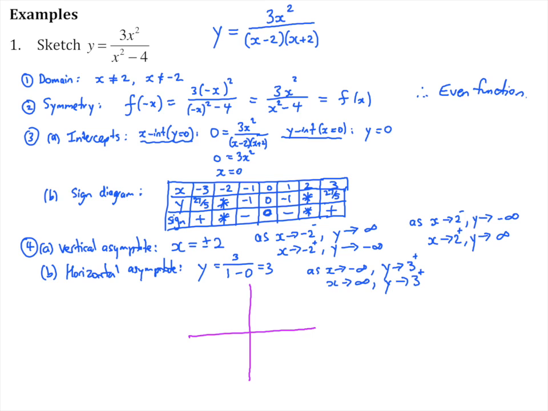We put in our asymptotes. There's an asymptote at -2 and at +2. So vertical asymptote at x equals -2. Vertical asymptote at x equals 2. Horizontal asymptote at y equals 3. So there's our asymptotes. We know that the graph touches the x-axis and the y-axis at 0 because our x-intercept and our y-intercept is at 0.